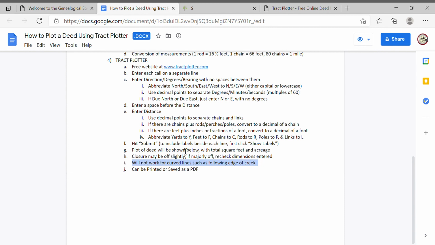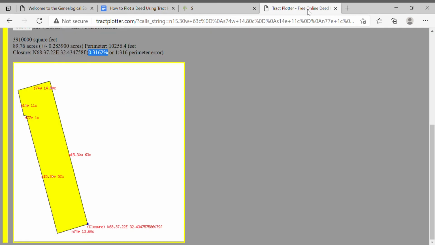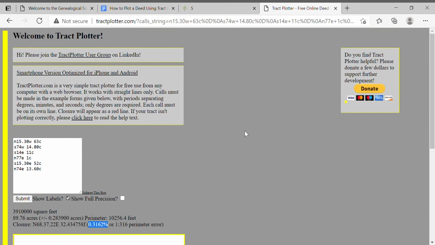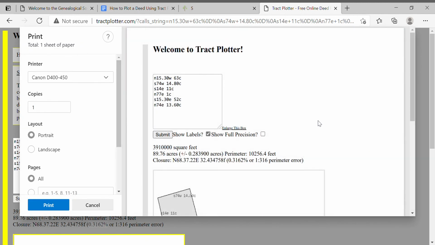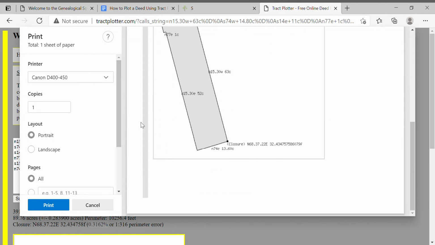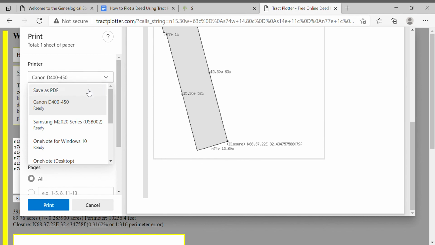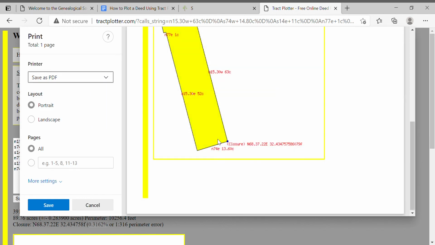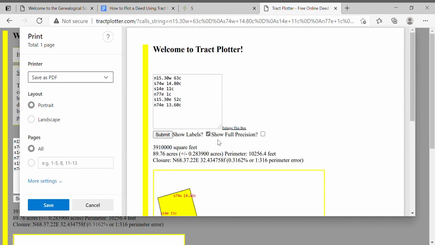And finally, what can you do with this plat, that is, with the plot of the deed? It can be printed or saved as a PDF. So if we went up here and I'm using my browser here to select print, it would come up with the option to print it, or also I could, from the print menu, choose save as PDF and then save it onto my computer if I wanted to.